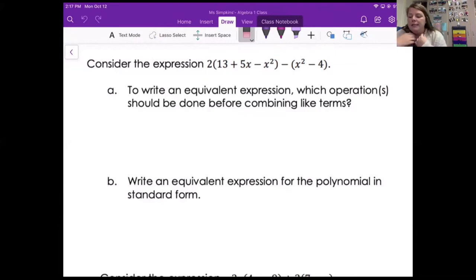So if I look at this expression that says 2 times 13 plus 5x minus x squared, minus, and then x squared minus 4 in the second set of parentheses. Before I combine any like terms, I need to do one thing, and that would be to use the distributive property.